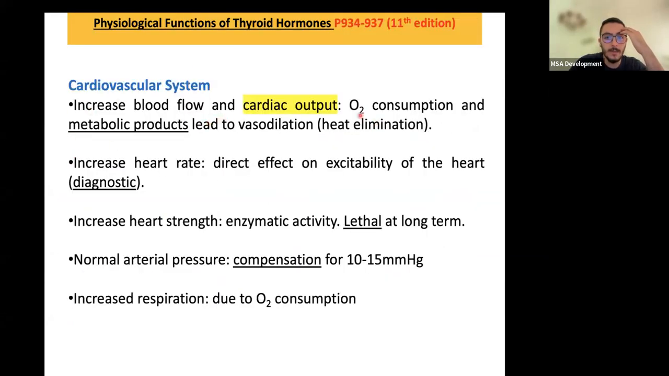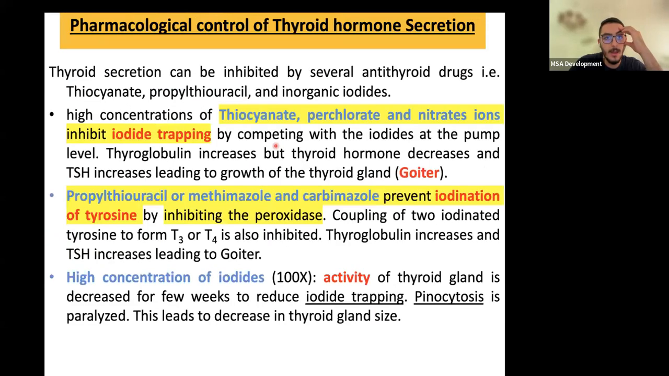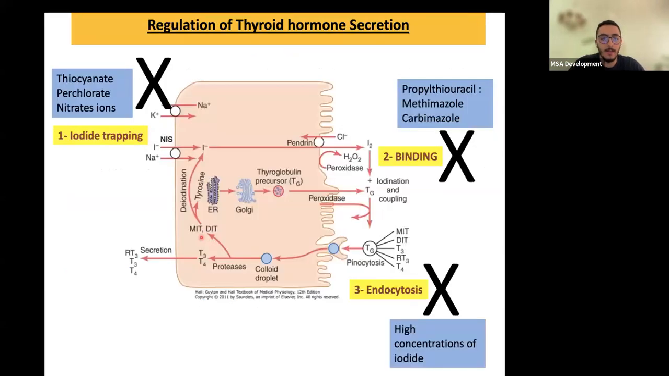Thyroid hormone increases the cardiac output by increasing the heart rate. That's it, basically. Pharmacological control of thyroid hormone secretion. Basically, the doctor here is briefly touching over the drugs that control the thyroid hormone secretion, and here he explained where they have their effect.